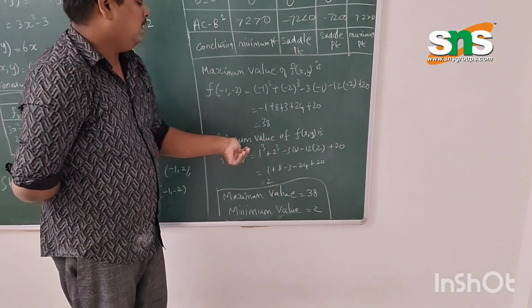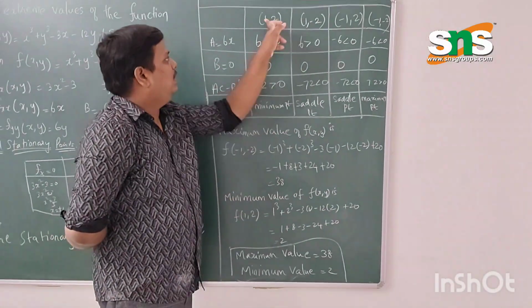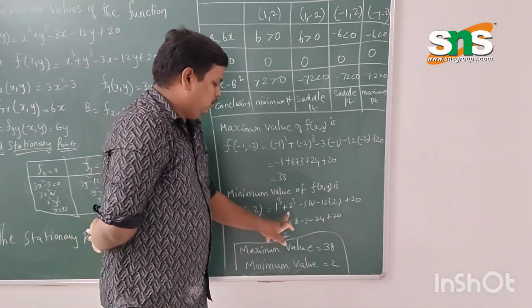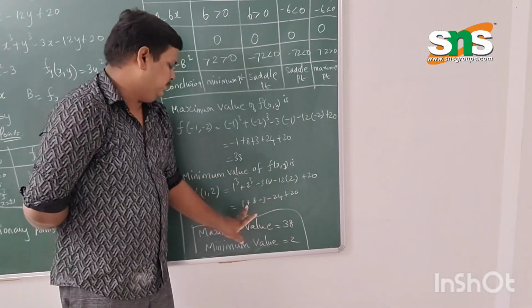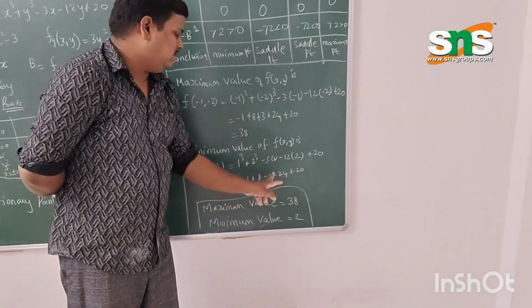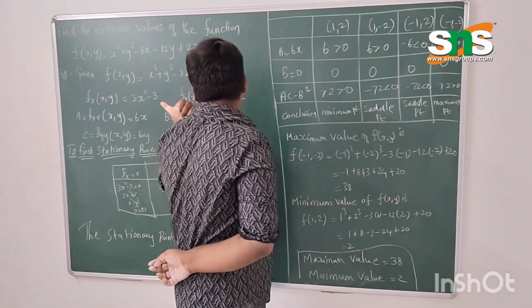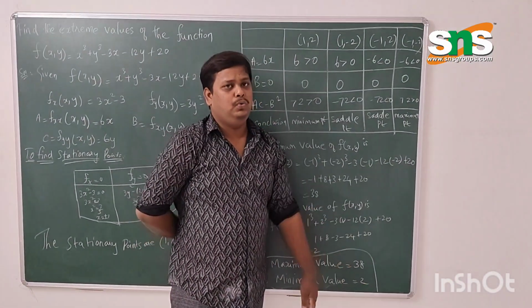Next I have to find the minimum value of the function. Taking the same function, the minimum point is 1 comma 2. Applying x as 1 and y as 2, I get 1 cube plus 2 cube minus 3 into 1 minus 12 into 2 plus 20. 1 plus 8 minus 3 minus 24 plus 20, I get 26 minus 24 is 2. Finally, for the function f of x comma y, the maximum value is 38 and the minimum value is 2. Thank you.